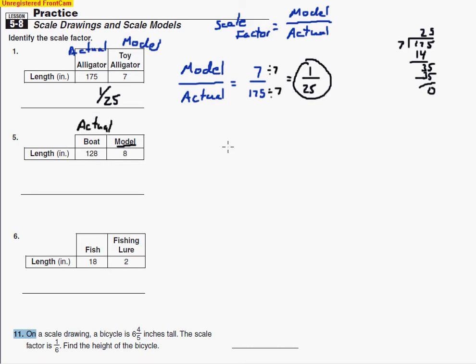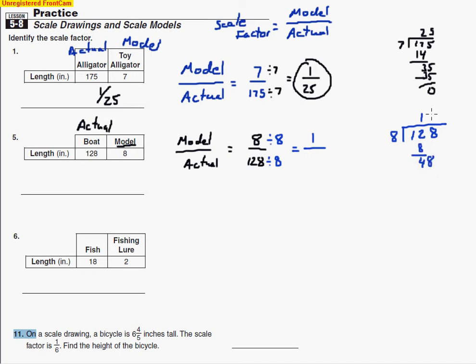So from there, what we're going to do is set up our problem. We've got a model over actual. And when we do this, we're going to set up our fraction, 8 over 128. And then again, just as before, we're going to divide. We're going to reduce this so that our model represents the number 1. And so we're going to divide by whatever the model is, 8. And then just do the division off to the side. So 8 into 128. Well, 8 goes into 12 one time with 4 left over. Goes into 48 16 times. So 1/16. That's our answer. That goes in the answer line.